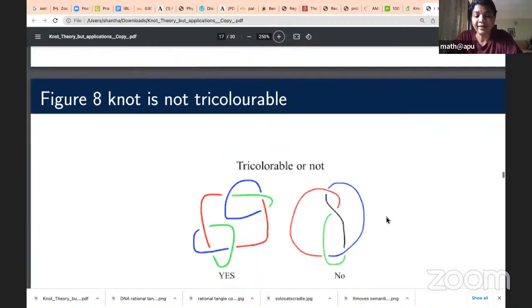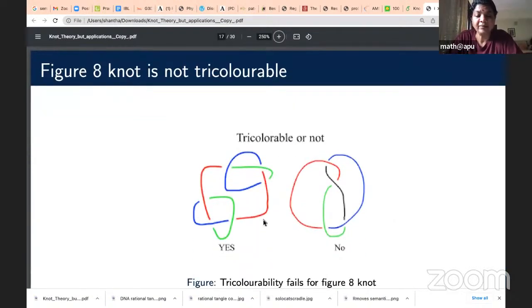Okay, so let us look at this. We have here two different knots. On the right hand side, however hard we try, we are not able to get tricolorability. It fails, right? Whereas in the first picture, we are using 3 colors to tricolor it. So we can safely say that these two knots are not equivalent.